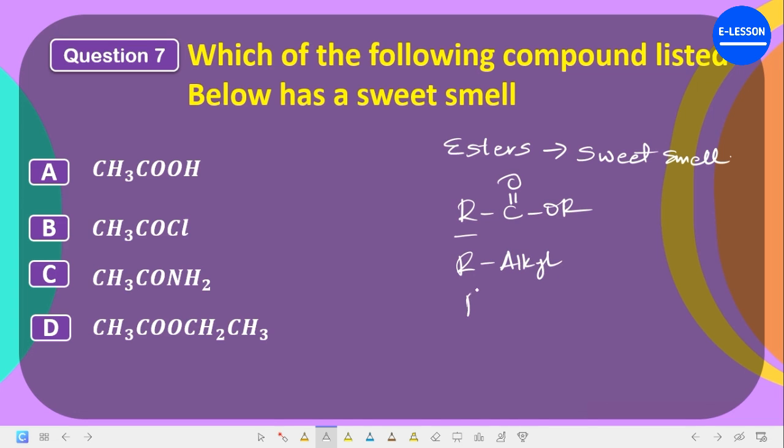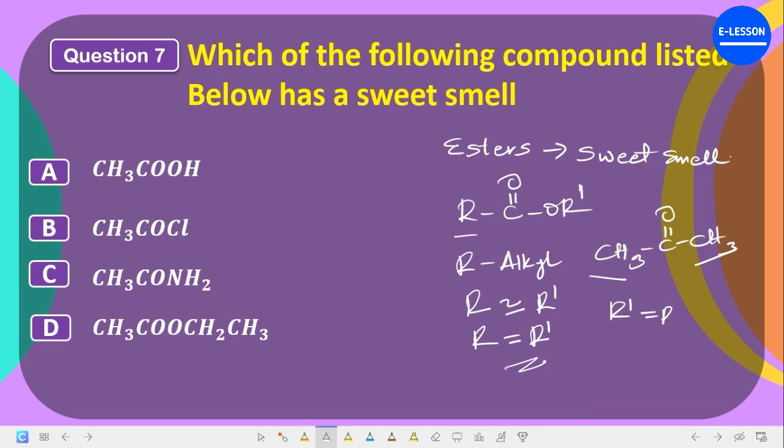Are we getting it now? Now R may differ from R prime, or R may be the same as R prime. Now this is the alkyl group, let's say this is R prime. This alkyl group may be the same as this, or it may differ. For instance, if we have CH3COOCH3, you discover that the alkyl group here is the same as the alkyl group here. So R and R prime in this case are the same. But in a situation where you have something like CH3COOCH2CH3, if you look at this very well, R is different from R prime. Hence, the esters have the general formula where R can be the same as R prime, or R can be different from R prime.